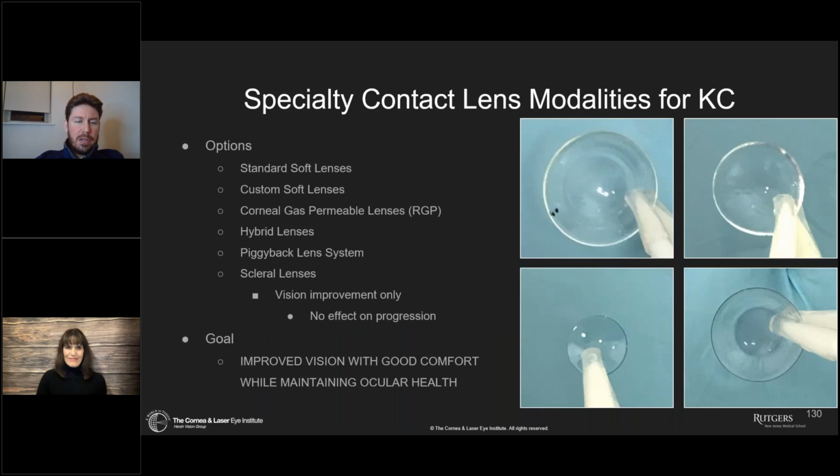If we look at this, the big thing to hit on is the goal: to improve their vision, maintain good comfort, but overall and most importantly, maintain the ocular health and make sure that the cornea is not progressing. It is extraordinarily important to reinforce the truth that contact lenses do not slow or stop progression of keratoconus.